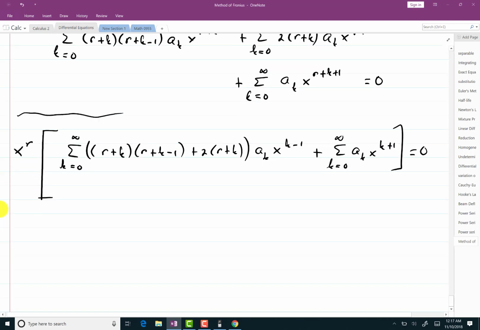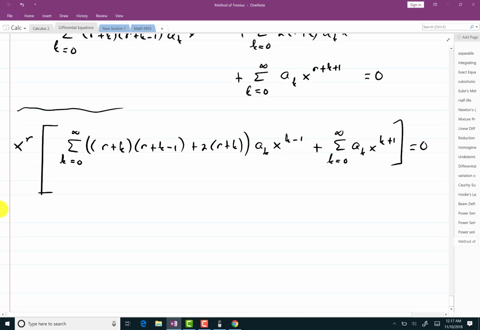All right, and I'm not going to spend as much time doing this. I'm going to go a little fast. I just want to get to the meat and potatoes of this and explain what will happen when I get to the indicial equation and whatnot.